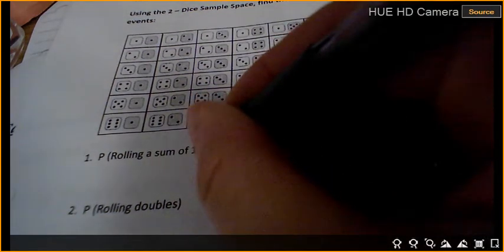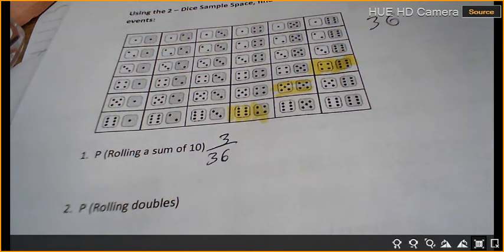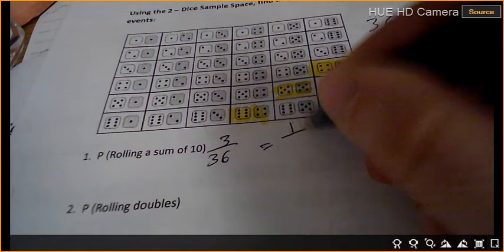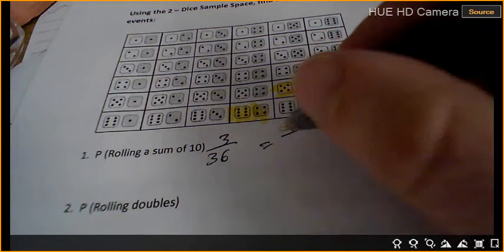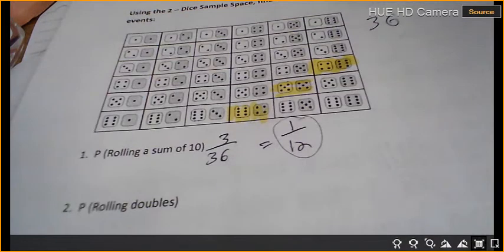Can we reduce 3 out of 36 to a smaller fraction? So if you guys literally put 3 divided by 36 in your calculator and then push enter, it reduces the fraction for you. But we know that 3 goes into 3 1 time, and 3 goes into 36 12 times. So 1 out of 12. 3 out of 36 would be fine, but I want you to start working on reducing your fractions.